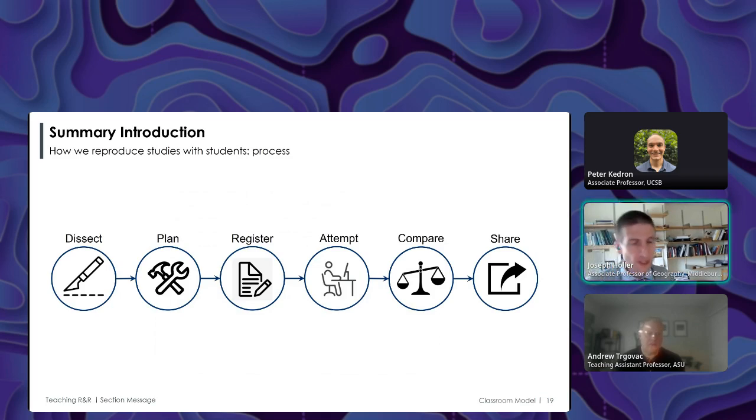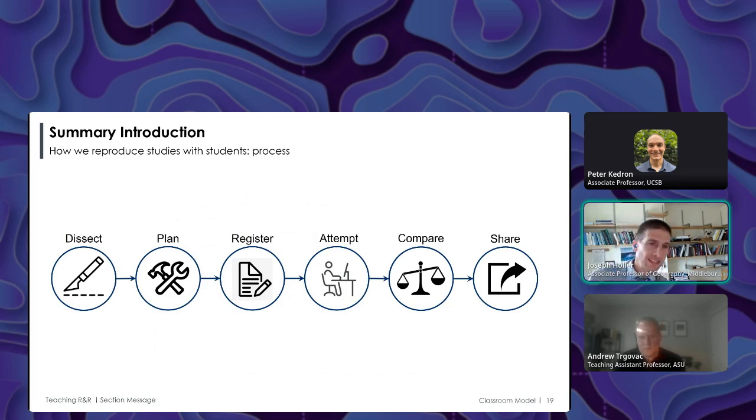In terms of our approach or our process, each reproduction attempt follows an archetypical process starting with a close reading and dissection of the original study. We then develop an analysis plan for the reproduction attempt and optionally register that plan on an open science platform. At the fourth and fifth steps, we attempt to execute the reproduction study plan while comparing our results with the original study. And then finally, we share the results in reports, reproduction study websites, and even peer-reviewed manuscripts.